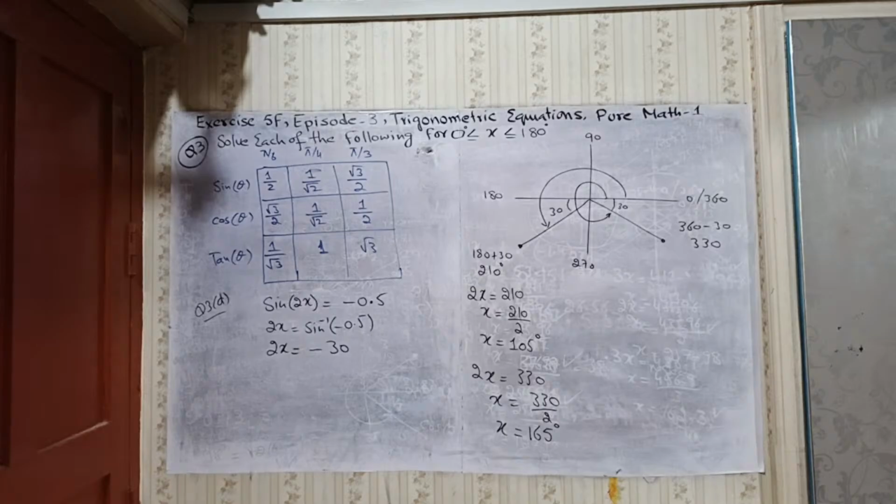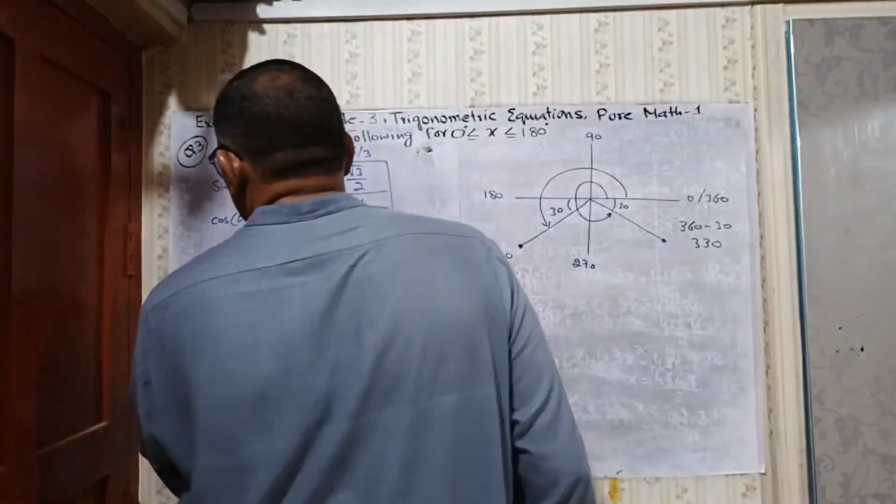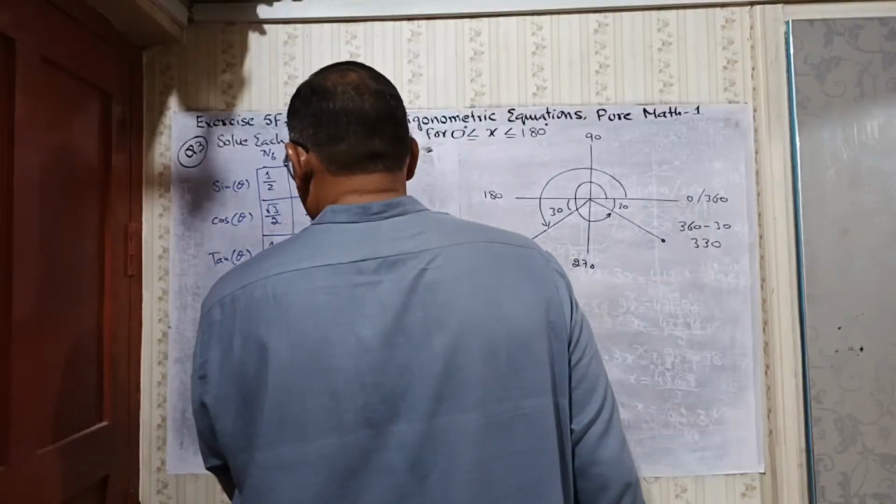So question number 3, D part, the answers are 105 and 165. So our answers are right, sir. Okay. So let's do the next one. Question number 3 and D part we have done. Now we will try question number 3 and its E part.